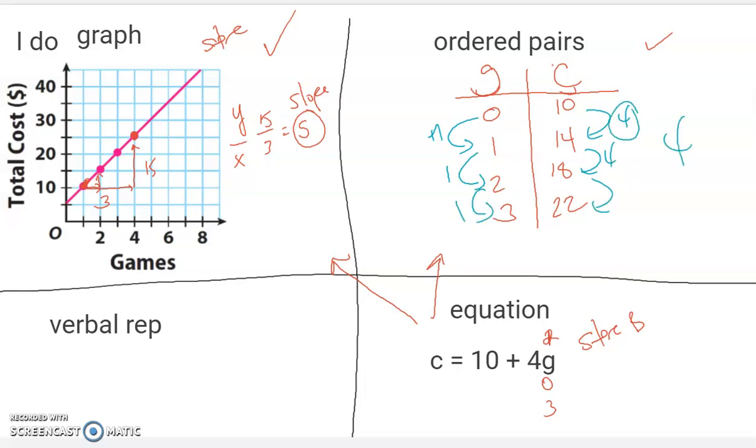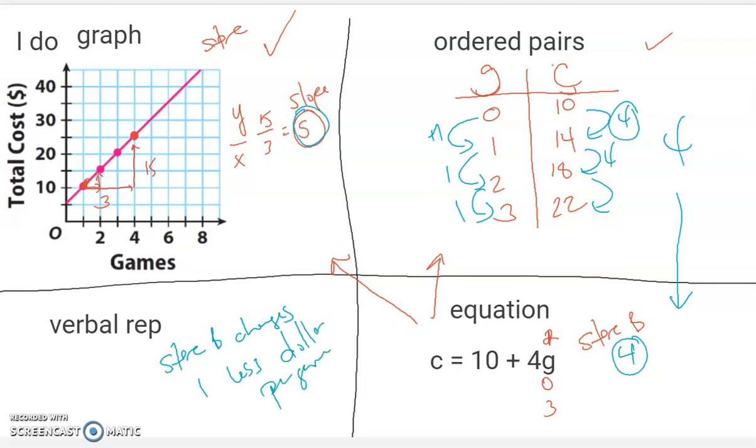So store B, if that slope is here, it's the same down here. So store B has a slope of 4. Store A has a slope of 5. So that means store B charges $1 less per game. And that's how it works.